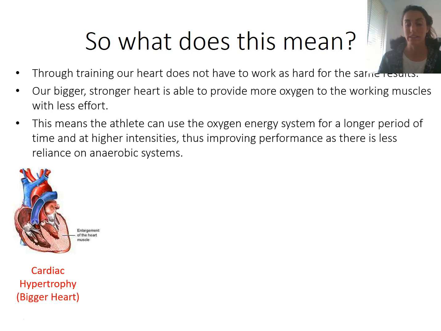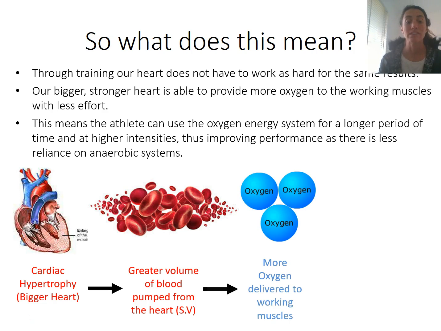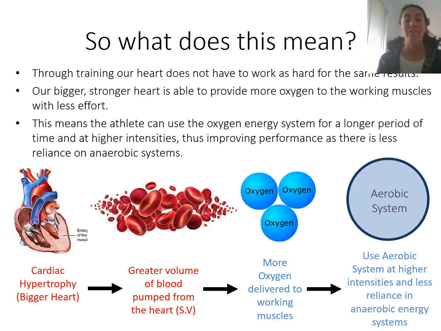So let's summarize here. I've got a little flow chart. Cardiac hypertrophy, a bigger, stronger heart, is going to mean a greater volume of blood pumped from the heart, so we get an increased stroke volume. This is going to mean that we've got more oxygen delivered to our working muscles, and therefore we can use the aerobic energy system at higher intensities, and we have less reliance on those anaerobic energy systems. We know that when we start relying on anaerobic energy systems, that's when fatigue can set in and that's when performance can be affected.